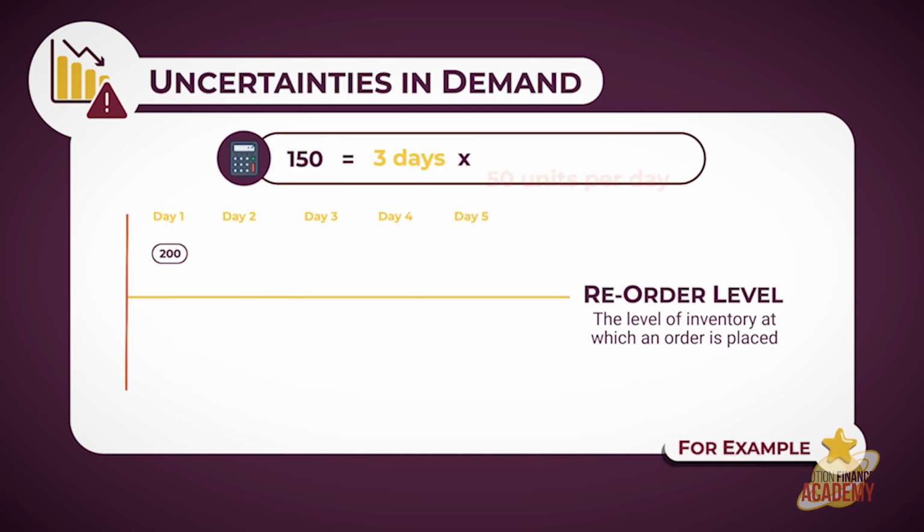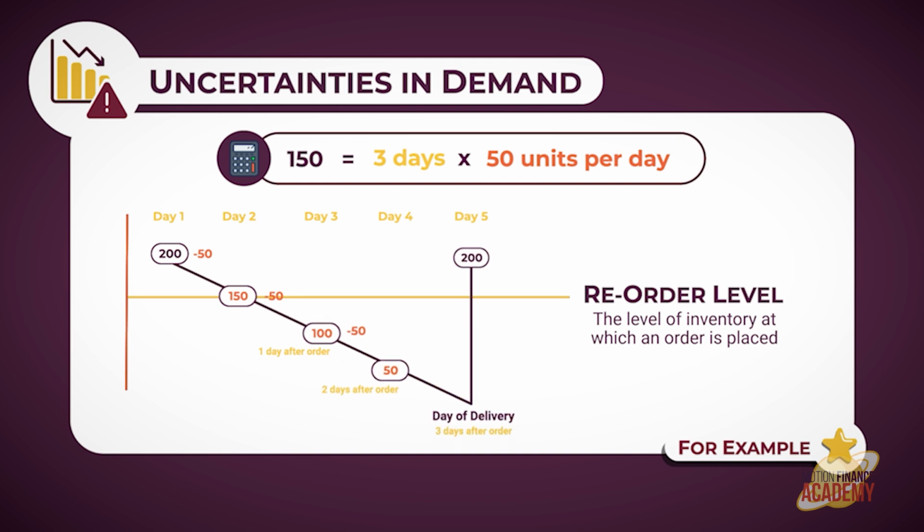Now, for example, if a supplier takes 3 days to deliver and the business uses 50 units per day, the reorder level would be 150 units. When inventory reaches 150 units, an order is placed. So by the time the inventory is fully used up, the supplier finally delivers.